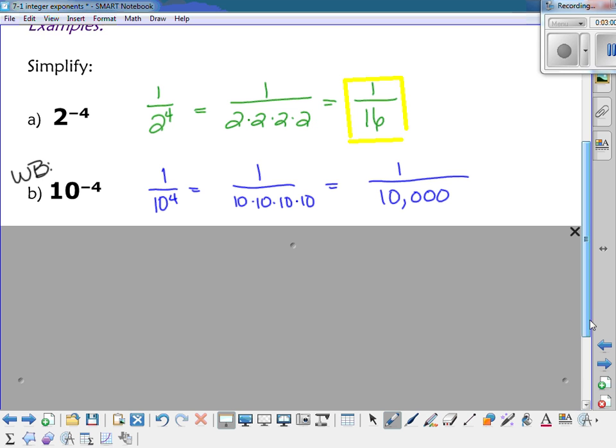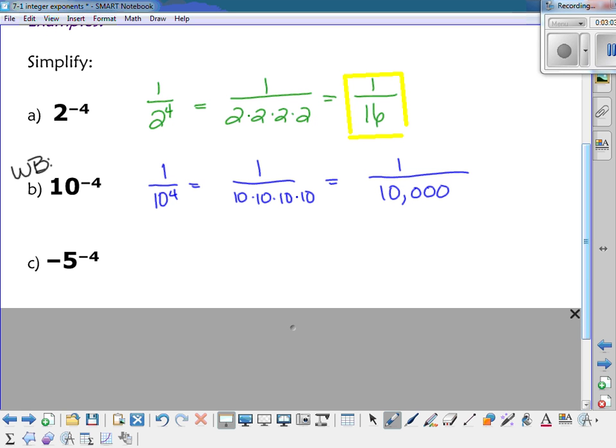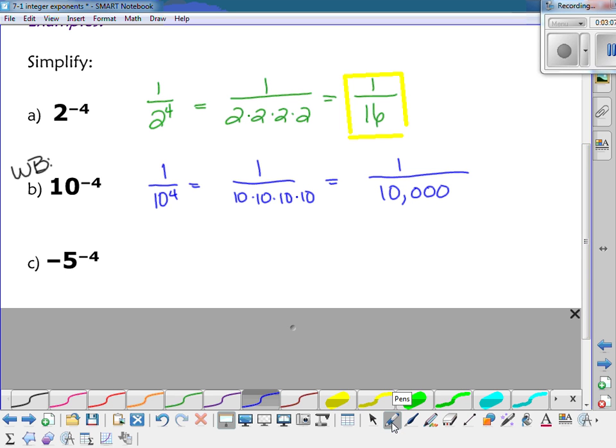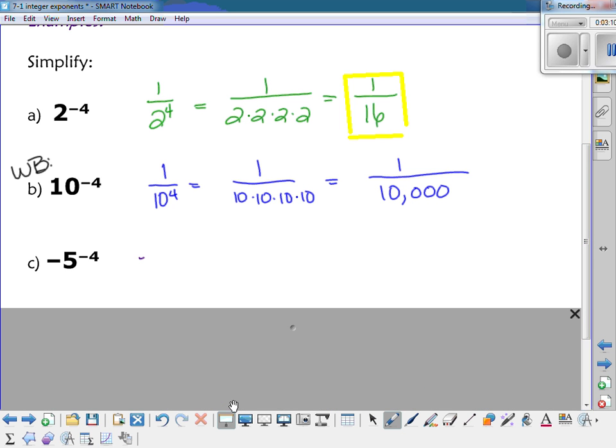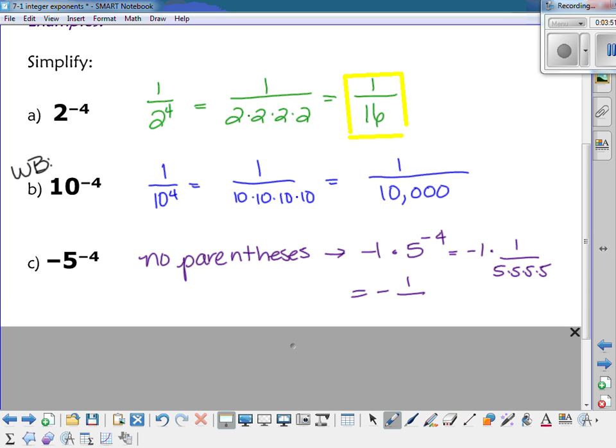Okay, here's another example for your notes. All right, so I've got negative 5 to the negative 4. So do I have parentheses on this one? No, there's no parentheses. So what that means is my base is actually positive 5. It's actually a negative 1 times a positive 5 to the negative 4 power. So that's going to equal negative 1 times 1 over 5 times 5 times 5 times 5, right? It's 5 to the 4th power. And so that ends up equaling negative 1 over 625.